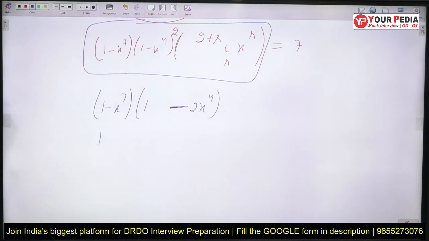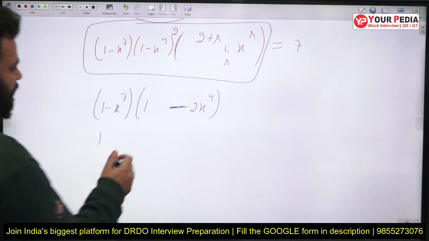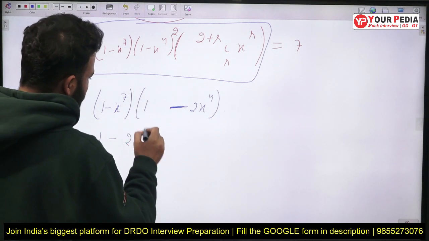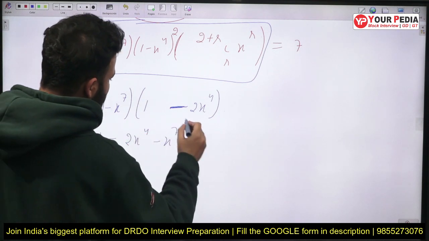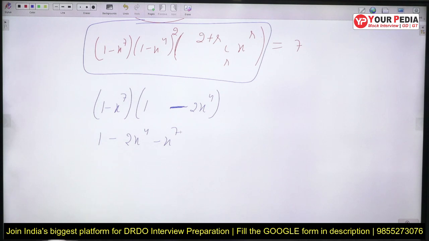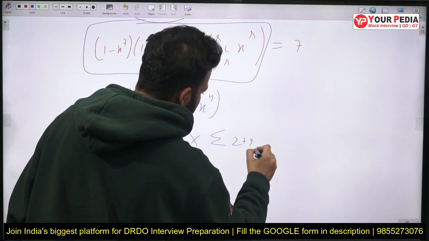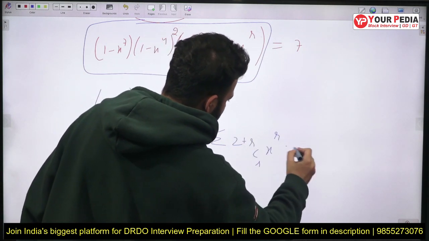So (1 minus x raised to power 7) into (1 minus 2x raised to power 4). So we will get 1 minus 2x raised to power 4 minus x raised to power 7 plus 2x raised to power 11. This last term we will not be using again. So into (2 plus r) C r x raised to power r, with r equal to 7.